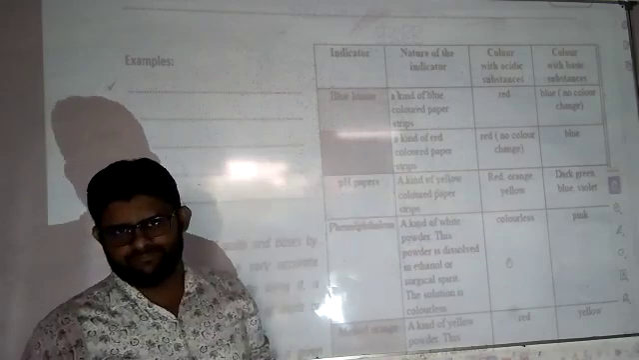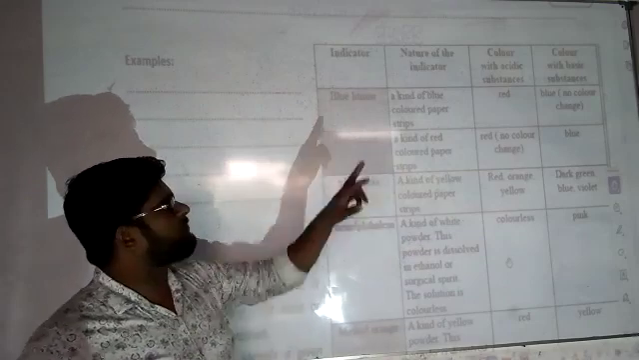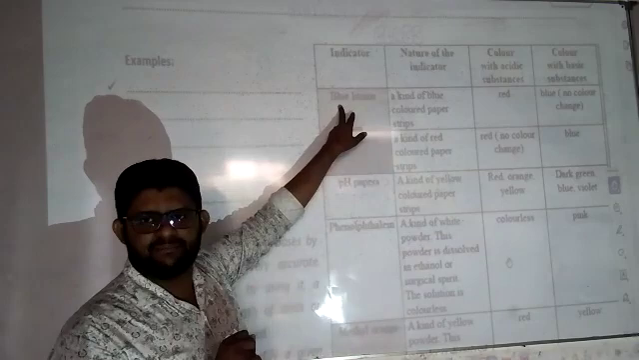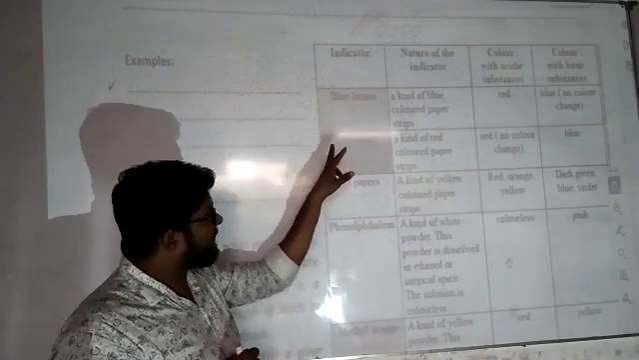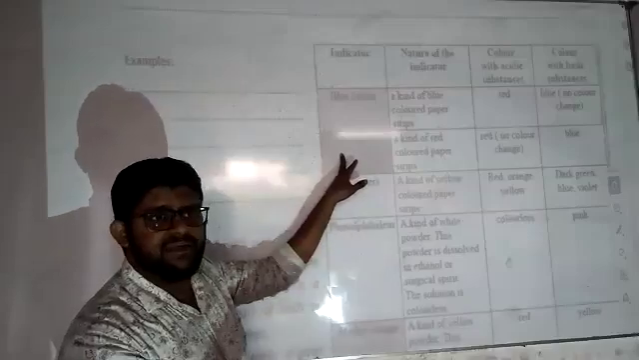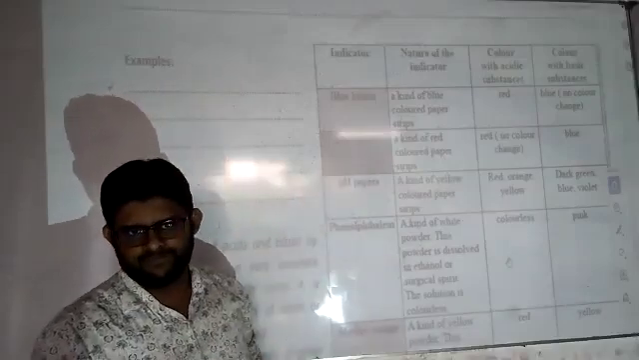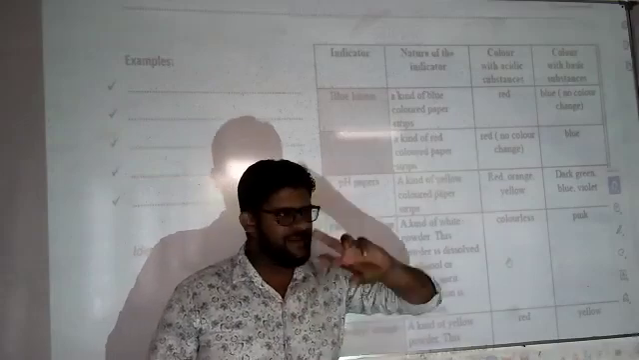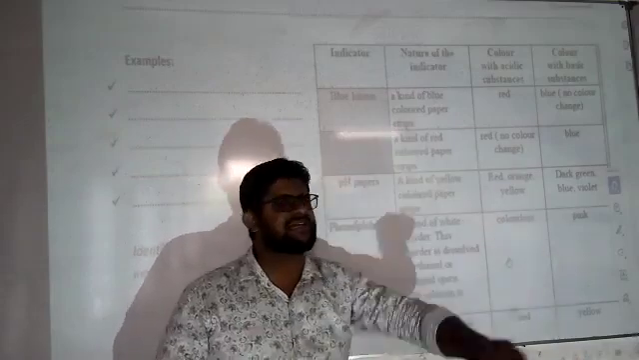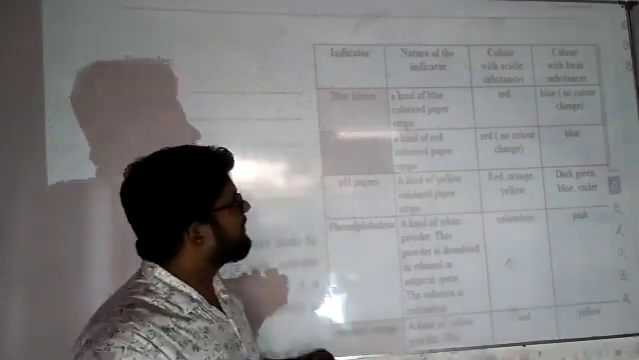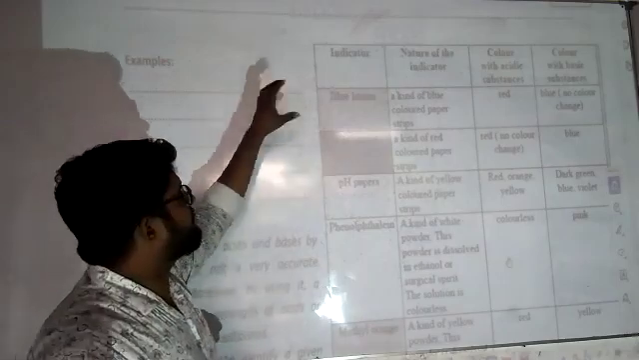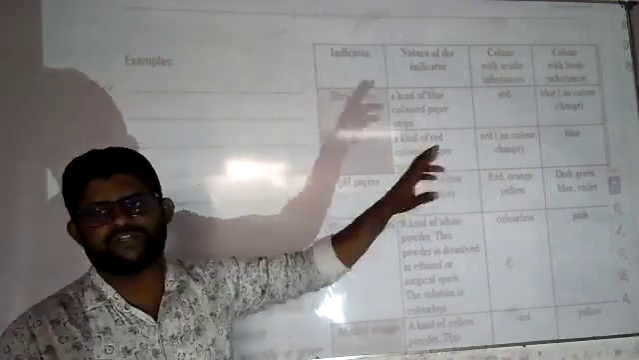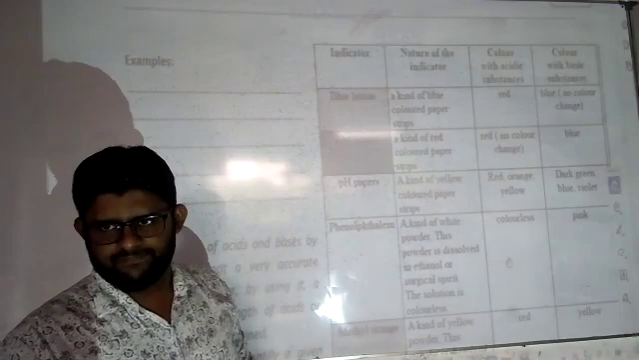The basic color is blue. You apply a blue litmus, it remains blue. You immerse a red litmus in a base, it turns blue. So simply, the basic color is blue, the acidic color is red. By origin they are small papers. In a neutral salt, when you apply blue litmus and red litmus, no changes are given. Is that clear?